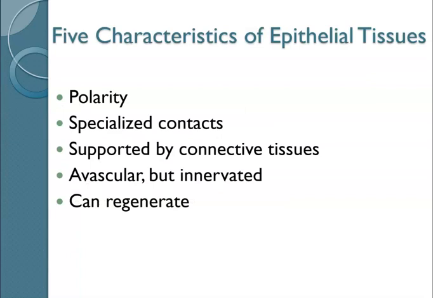In terms of the epithelium, there are five main characteristics. Polarity, which is the apex, lateral side, and basal side. They have specialized contacts and they have to be supported by connective tissue. The main reason for this is that they are avascular, so they do not have their own blood supply. They depend on the blood supply from the connective tissue. They have a very good regeneration capacity, so they can replace and repair very efficiently.